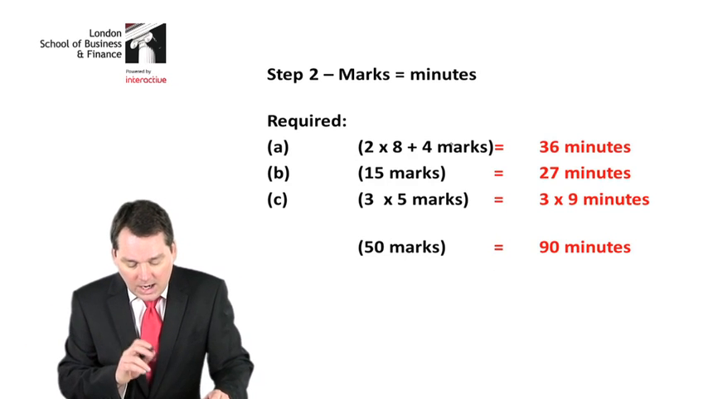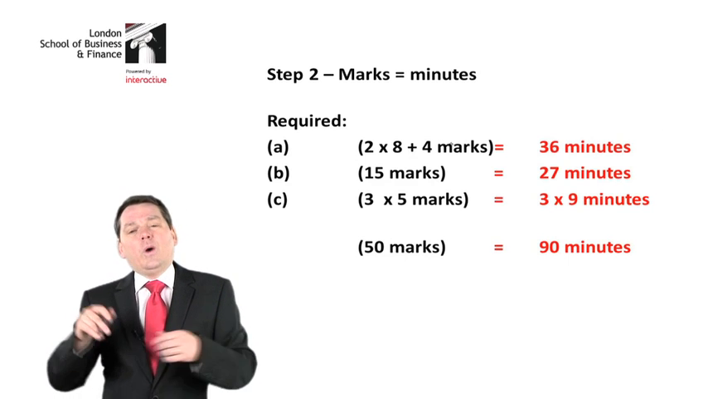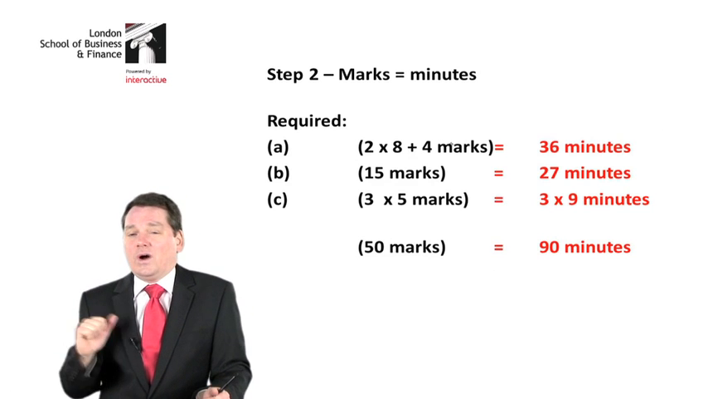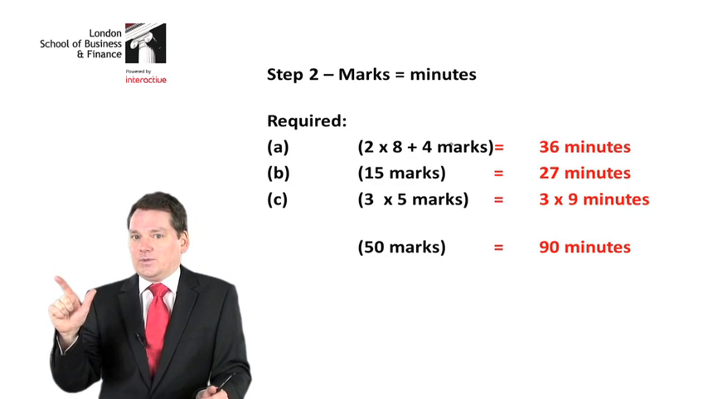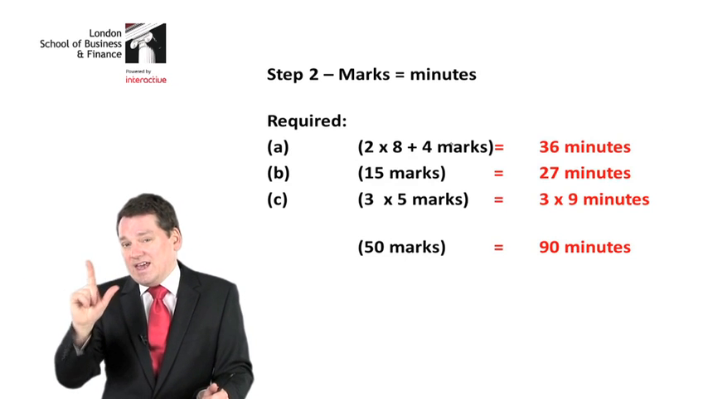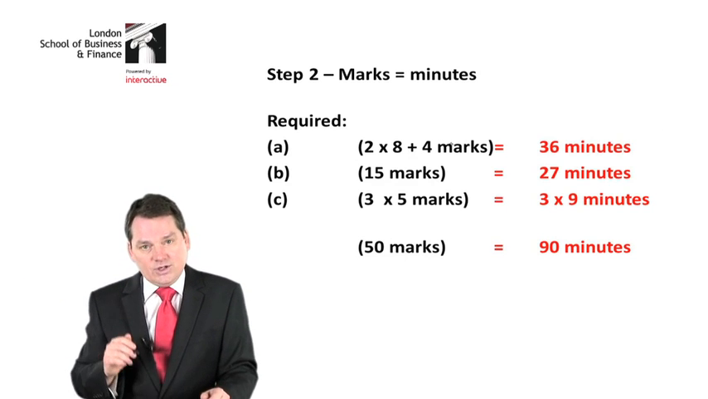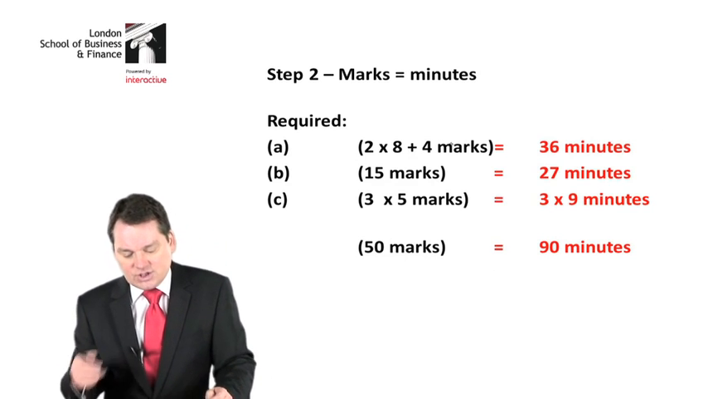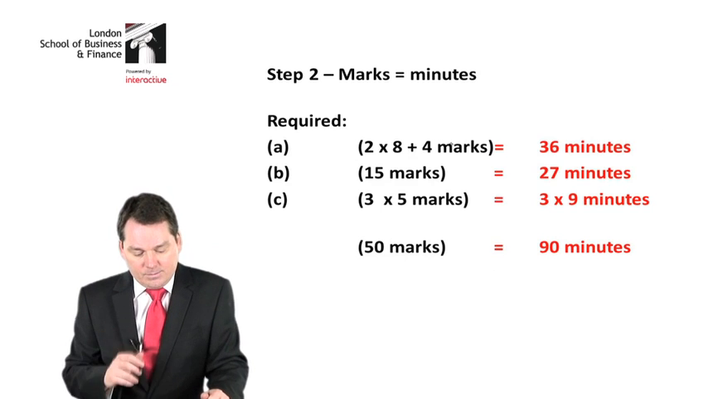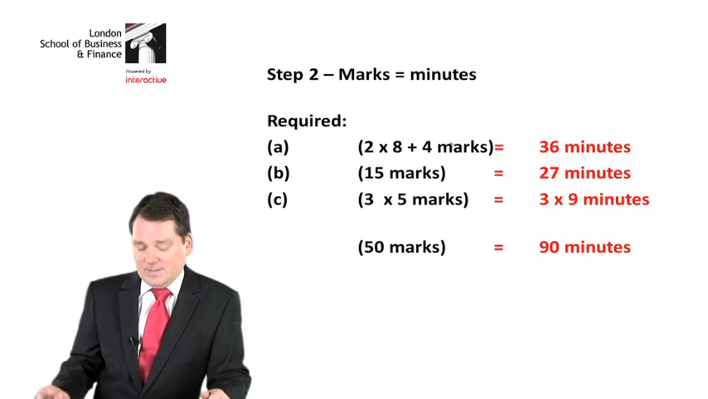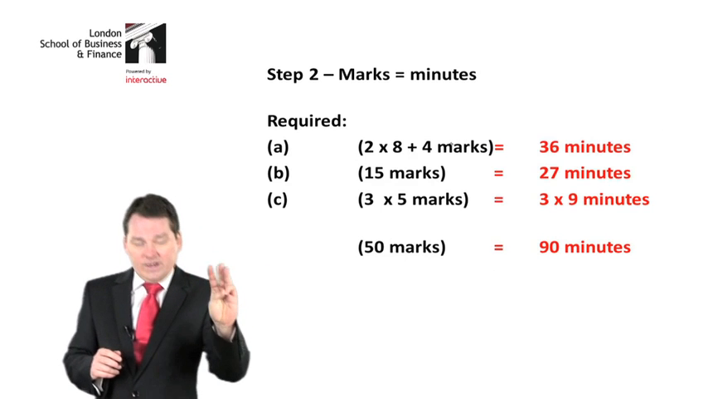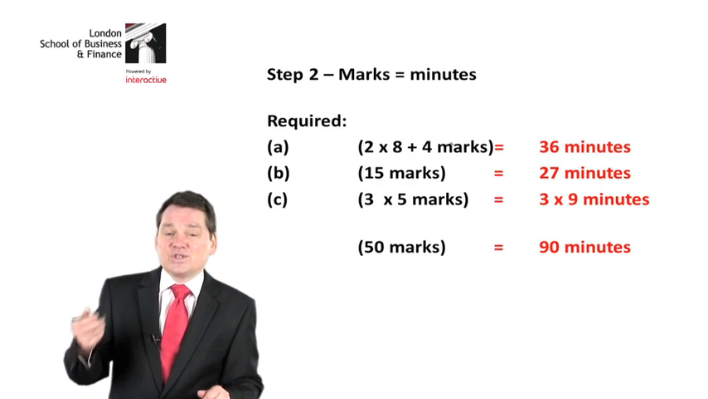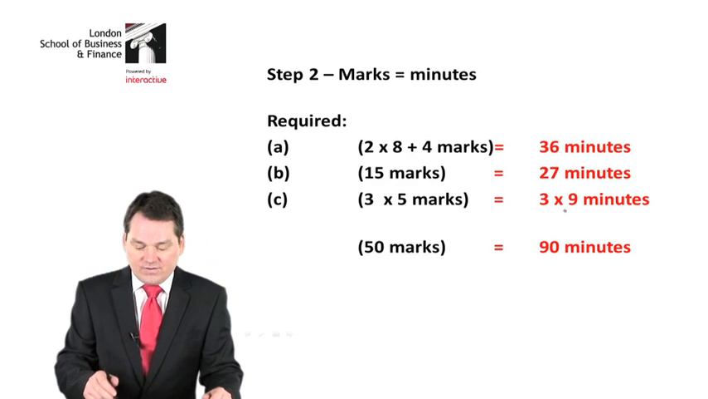So in part A, we were asked to analyse the macro environment. We were also asked to analyse the industry environment. 16 marks to do 2 things, probably 8 marks for each of them. So 2 lots of 8. 4 professional marks. That's going to take us 36 minutes altogether. In part B, we've got 15 marks, 27 minutes. In part C, there are 3 weaknesses. There are 15 marks, so that's almost certainly 5 marks for each of the 3 of them. 3 lots of 9 minutes.